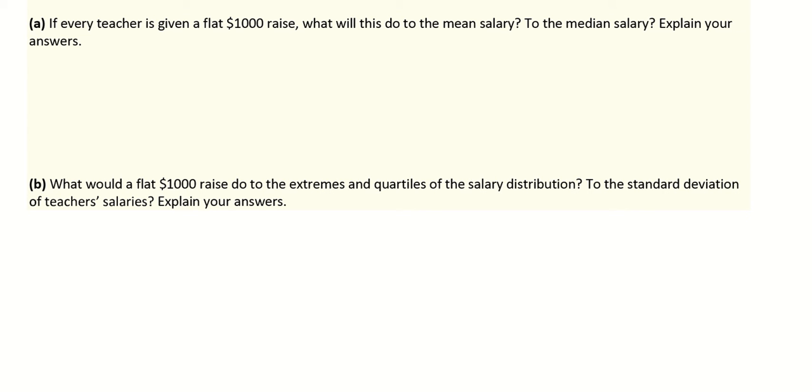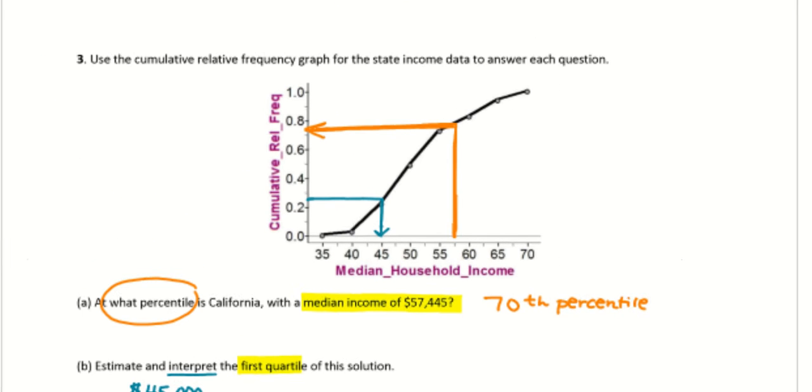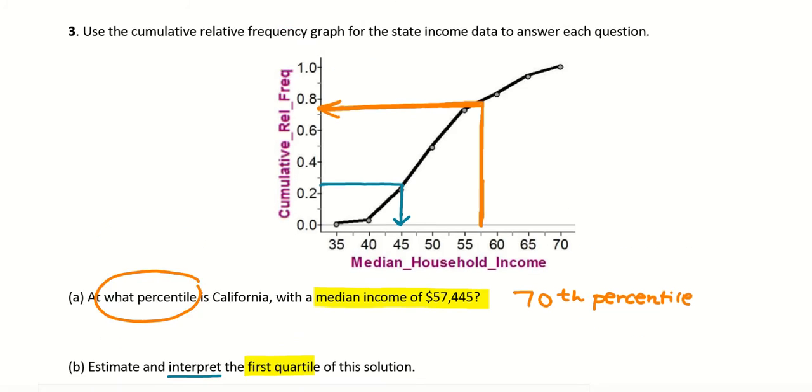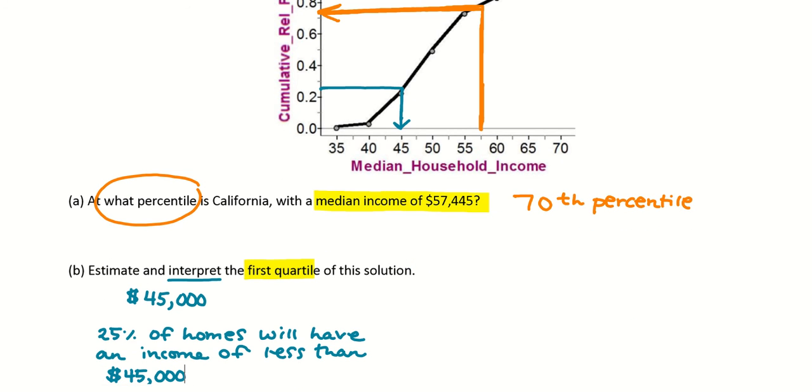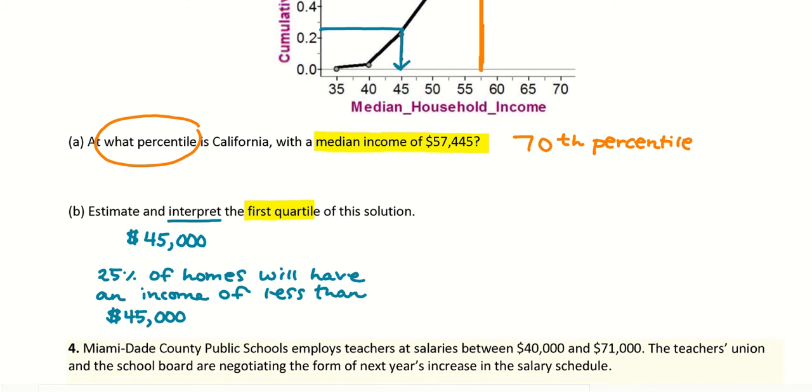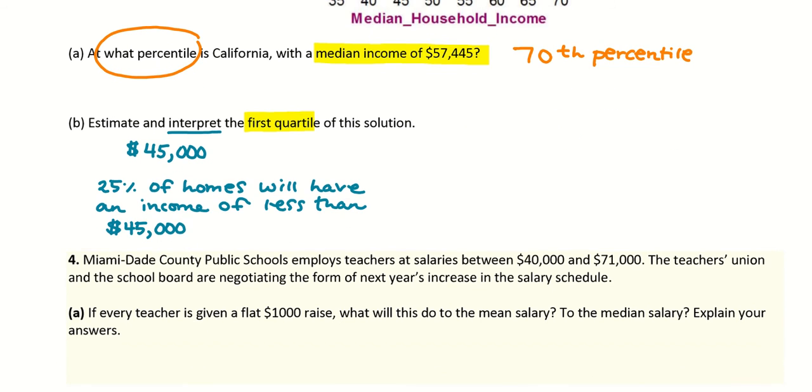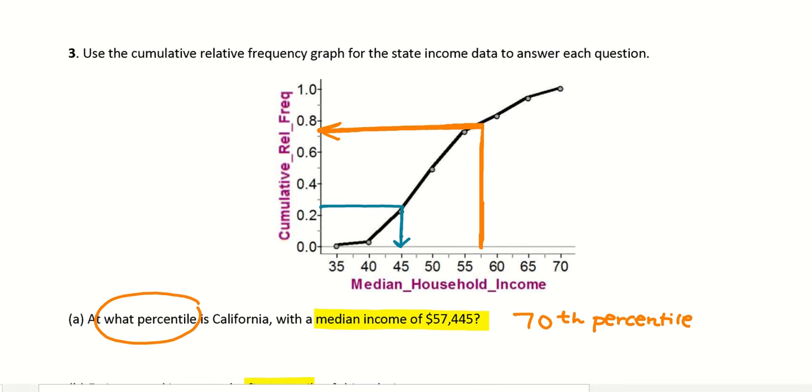For now, that wraps it up for our lesson on cumulative relative frequency graphs and specific measurements within a distribution, how they're affected by adding or subtracting a constant number. I hope this helps you guys some. Have a great day.